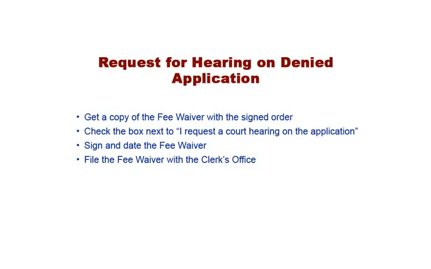If your application for fee waiver is denied by the court and you feel that the denial is not correct, you may ask for a hearing by a judge or a family support magistrate. Get a copy of your fee waiver form from the clerk's office with the court's denial. On page 3 of the form, there is a section labeled Request for Hearing on Denied Application. Check the box before I request a court hearing on the application. Sign and date the copy and file it with the clerk's office. The clerk will schedule a date when you can come to court and explain to the judge or family support magistrate why you think you should not have to pay the fee.